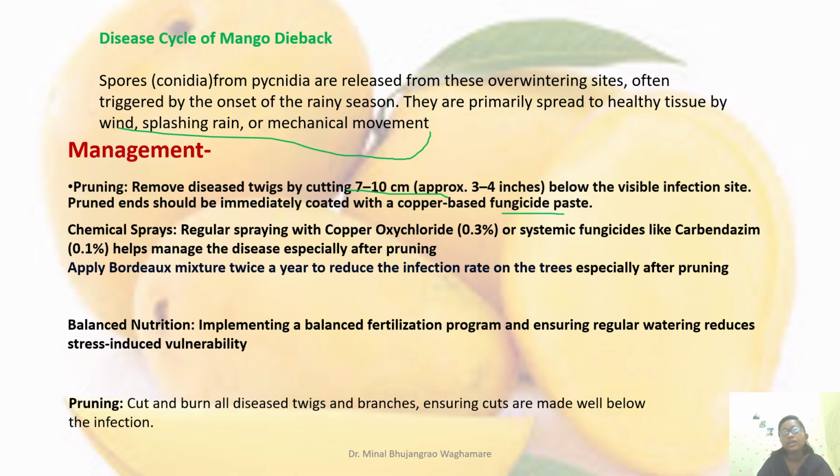Coming to the chemical spraying, we can regularly use the copper oxychloride spray and other systemic fungicides such as carbendazim 0.1% to manage the disease. But if you do this chemical spraying after pruning, it will be more effective. Bordeaux mixture can also be applied. Balanced nutrition with the help of a balanced fertilizer program can be ensured to manage this disease.